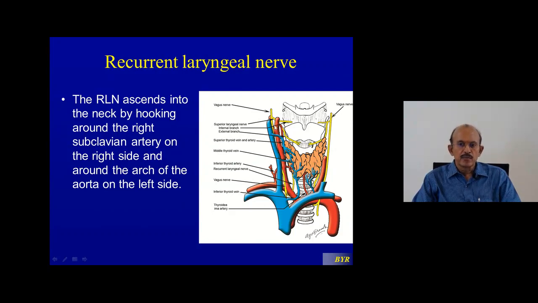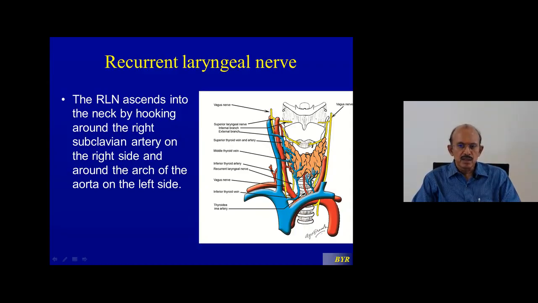You can see here, this is the vagus nerve. Most of it is situated just behind the carotid artery and internal jugular vein. Then, in the lower part of the neck, it crosses between the vein and the artery and lies anterior to the carotid artery. Then it descends in front of the subclavian artery. While it is descending in front of the subclavian artery, it gives off a branch. This branch is the recurrent laryngeal nerve.